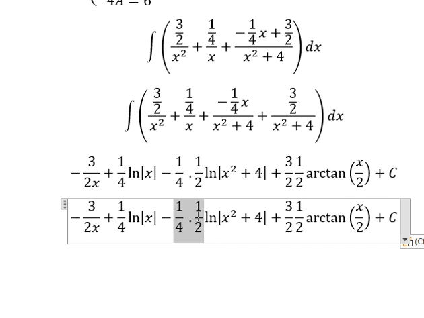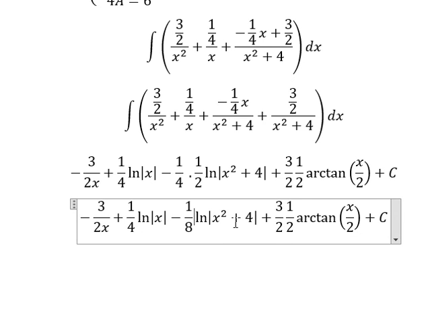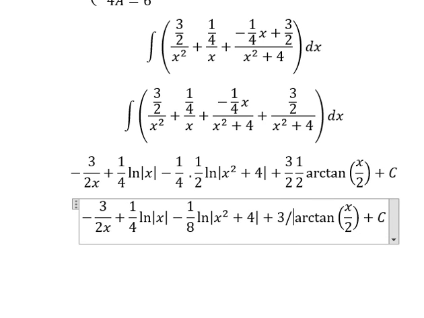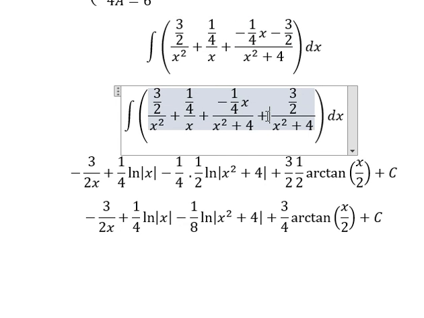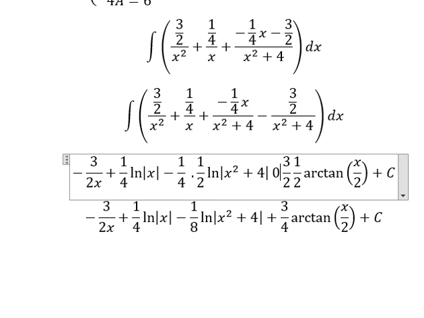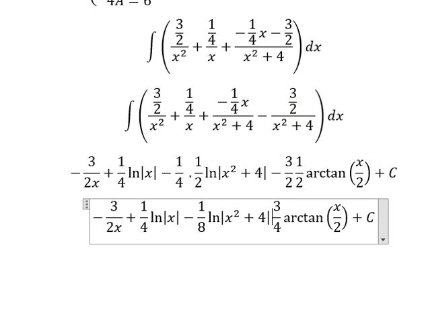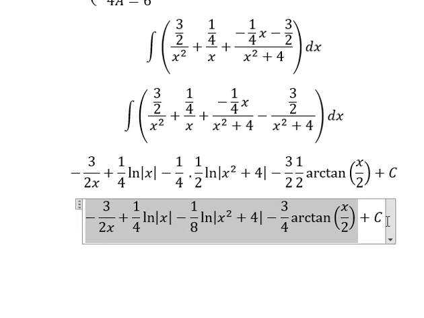So this one we have 1 over 8. This one we have 3 over 4. Missing negative in here. Sorry about that. And this is the final answer.